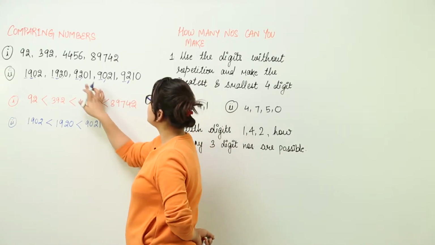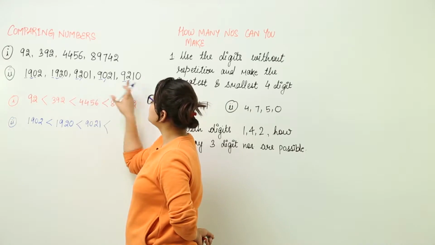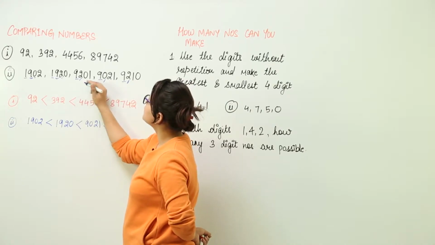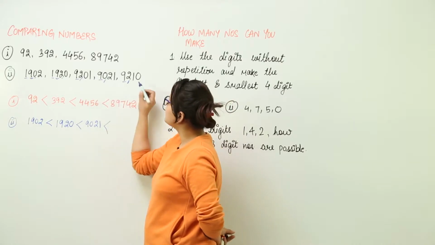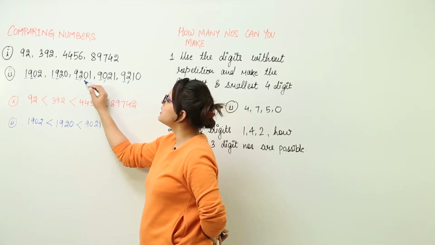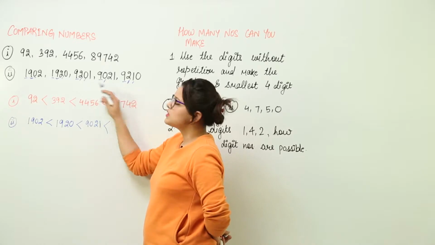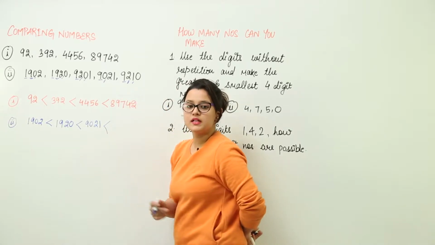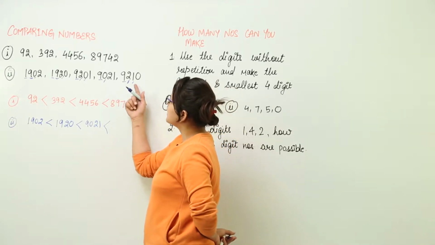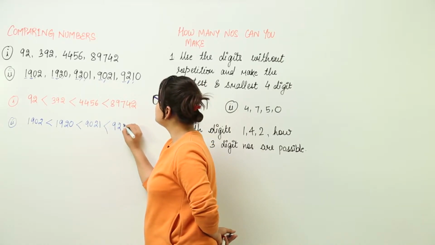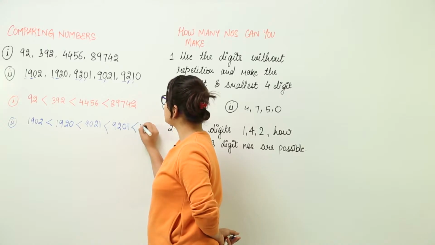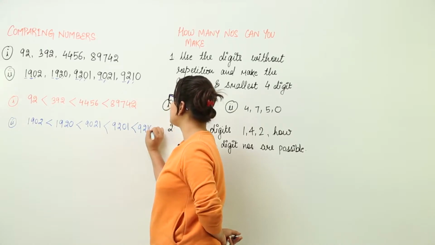After this, let us compare these two, the third and the fifth. Here we have the third value as 0 and here we have 1. Now this is the tens place, right? So which out of both is having the higher tens place value? This one. That means this is smaller. So we will write over here 9201 and the last one is 9210.